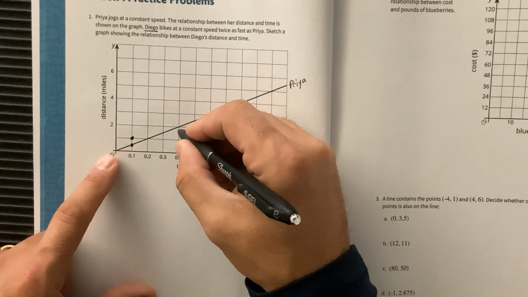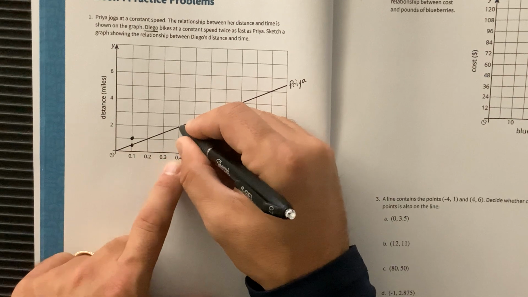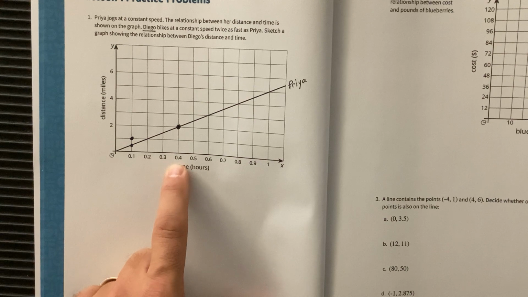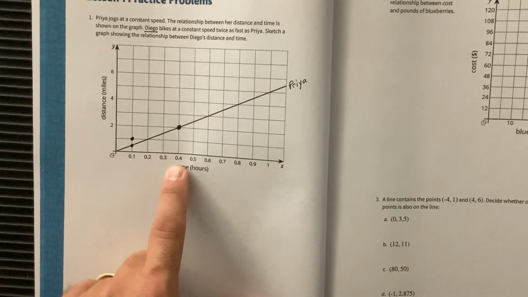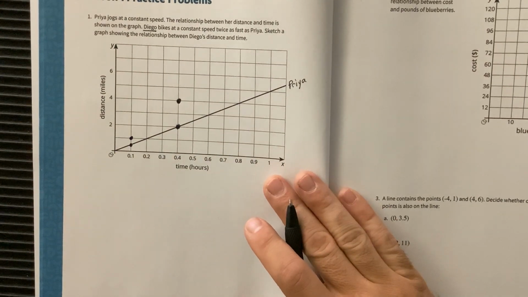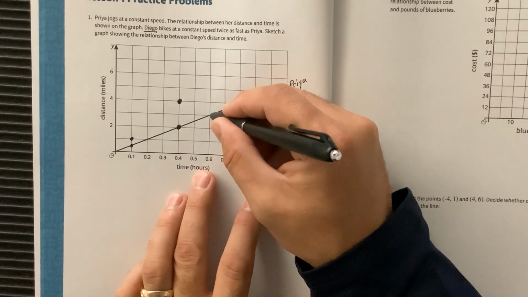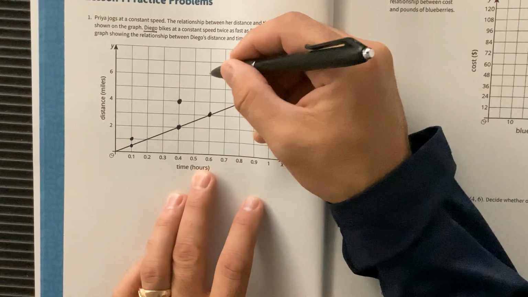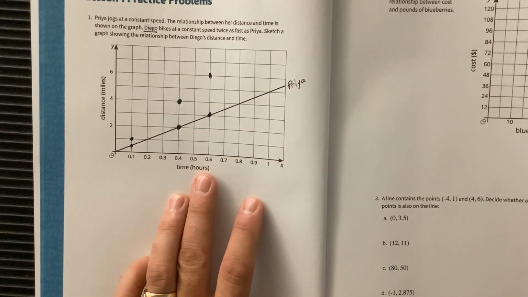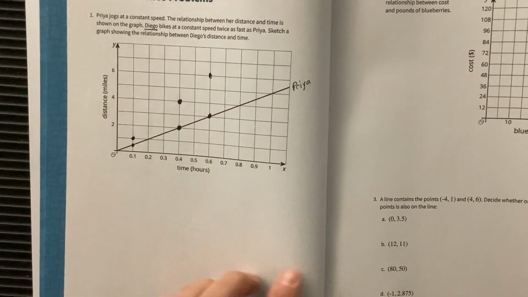You don't have to keep going in the same exact line here. We can skip a few. So at 0.4 hours, if Priya traveled 2 miles, somebody that's going twice as fast, they would travel double that, which would be 4. There's the second one. And let's do one more. 0.6 here is at 3 miles. And you double that again. Then you just play connect the dots. And you should have it. Connect the origin with those 3 dots.